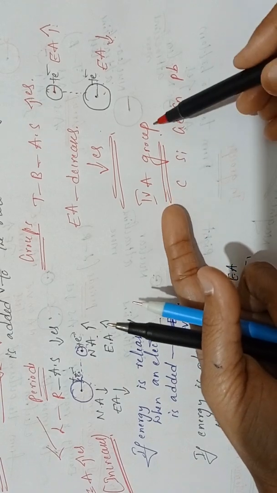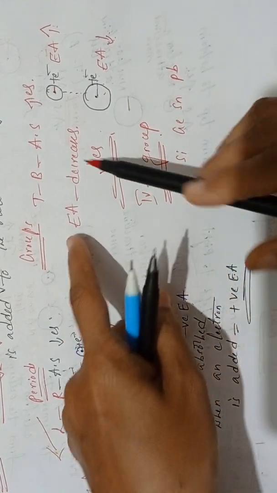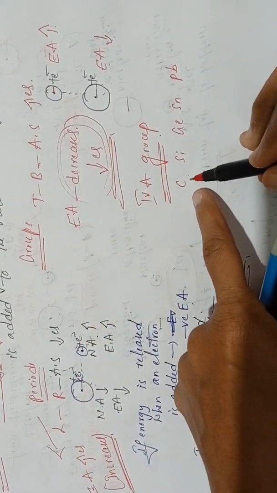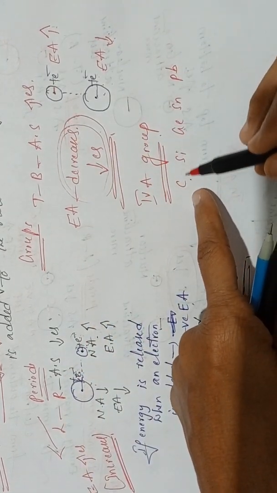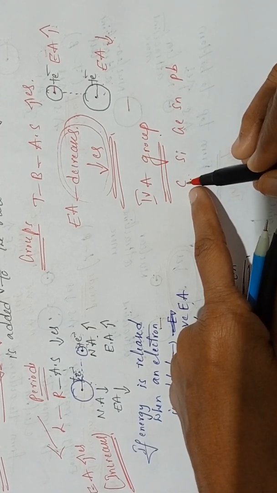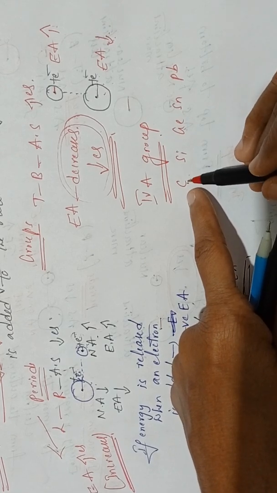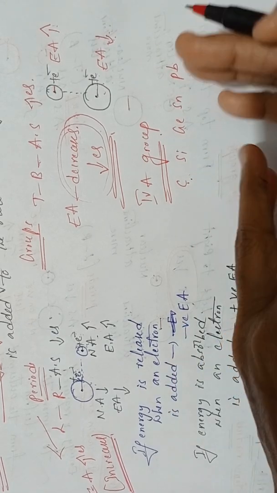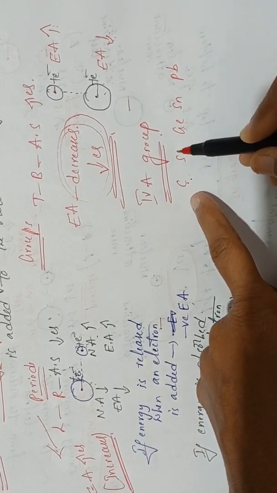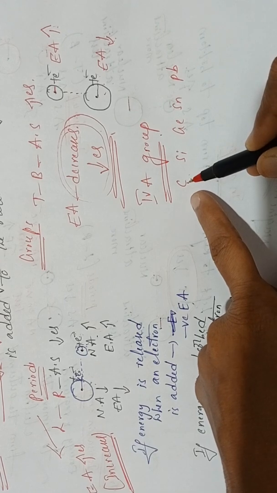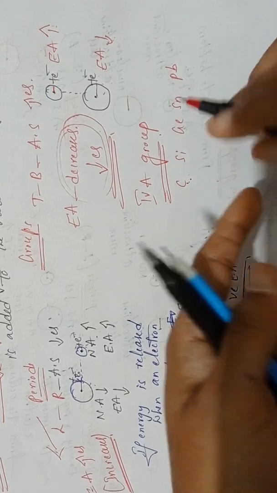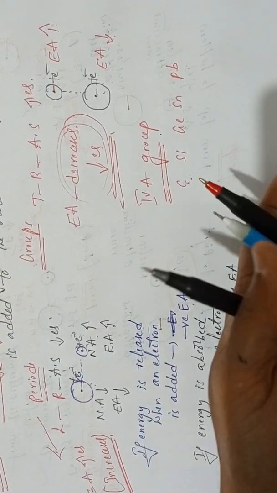So for group 4A elements from top to bottom, electron affinity should decrease. That means carbon should have the highest electron affinity. Correct or not? It is a smaller size atom, so it should have more electron affinity. But in this case, students, it is not showing more electron affinity. When compared to silicon, carbon is showing less electron affinity, because of its smaller size. Are you understanding? Because carbon's size is very small.